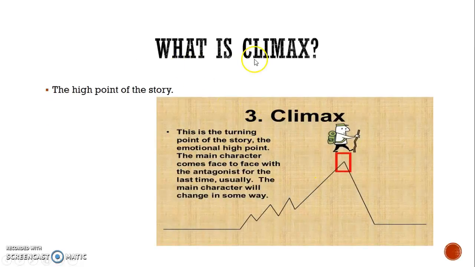What is the climax? The high point of the story. This is the turning point of the story, the emotionally high point. The main character comes face to face with the antagonist for the last time. Usually, the main character will change in some way.